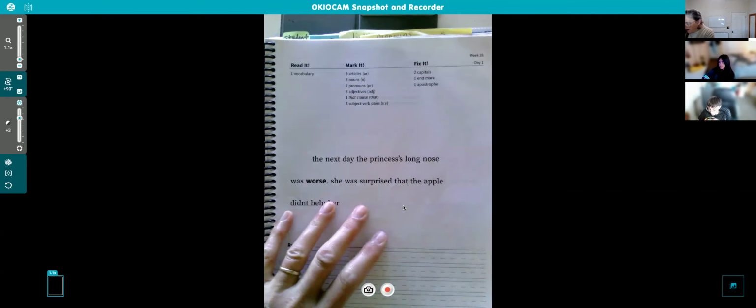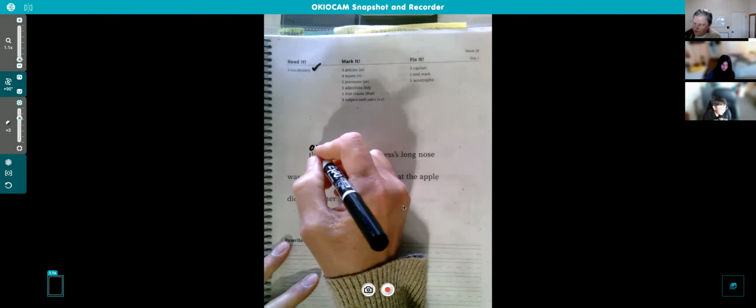Page 165, and this is for you, Anthony. Go ahead and read the sentences. The next day, the princess's long nose was worse. She was surprised that the apple didn't help her. Okay, good. Worse just means it's poorer or more bad than before. So it's just getting really bad. That's what worse means. You guys know that. Three articles, find those by yourself.